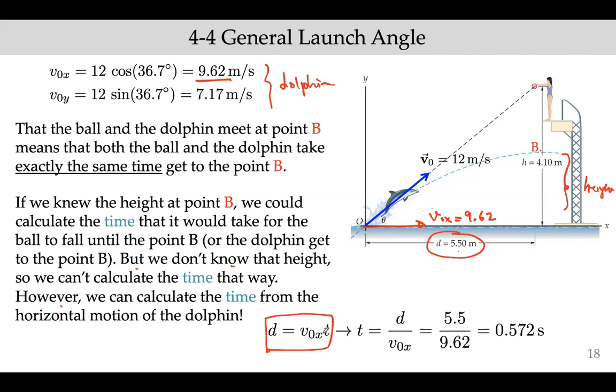Okay, so if you want to find t, divide both sides by this velocity, and the formula for t will be d divided by the x component of the velocity. And because I know d, and I know the x component, which I calculated in the previous slide, you can easily find time from here. So the answer is the meeting time, the time that it takes for the ball to fall down to point B, which is also the time for the dolphin to reach point B. So it takes about 1/2 a second.